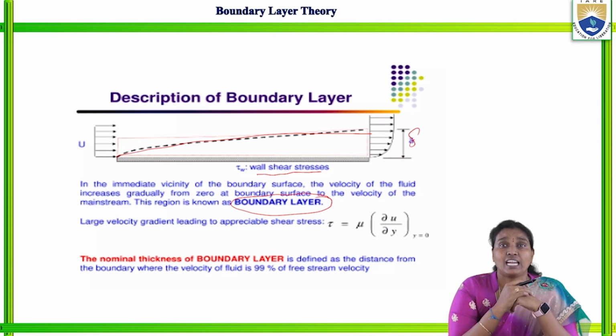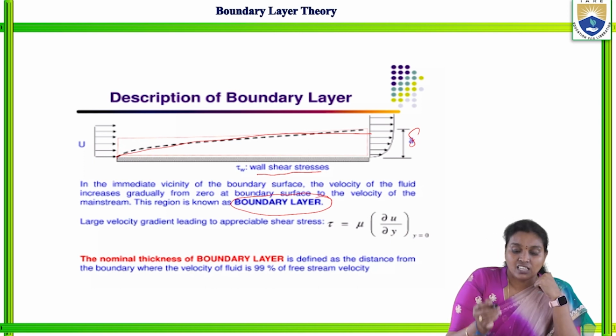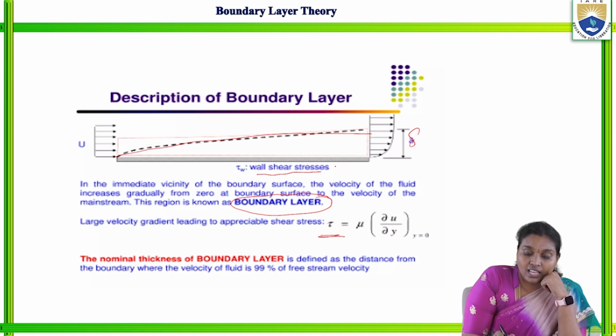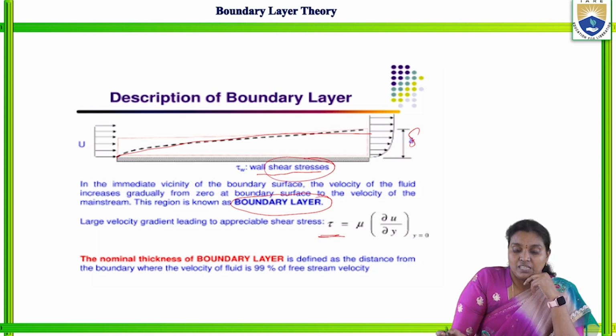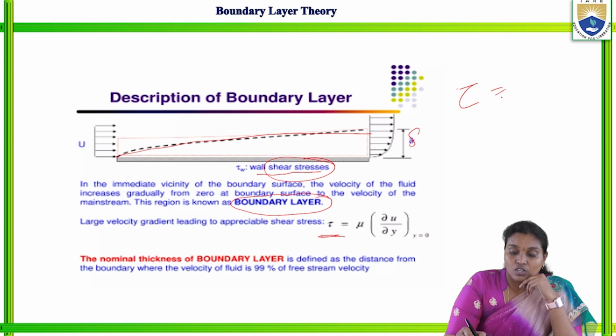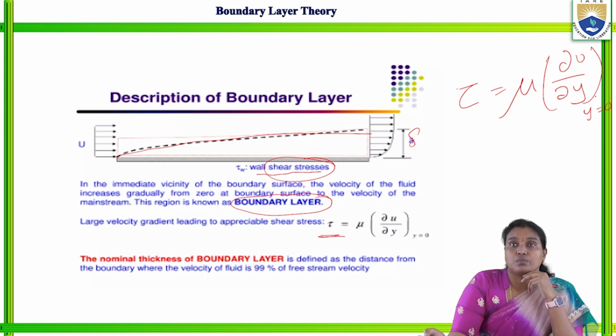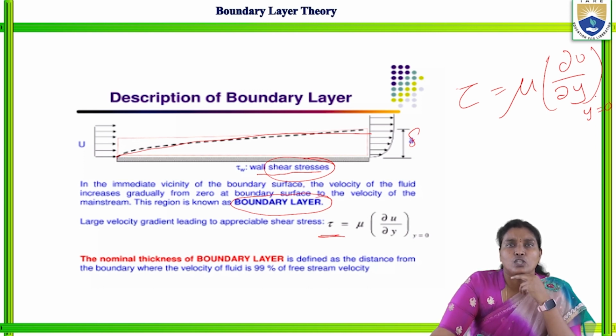A large velocity gradient leads to appreciable shear stress. It depends upon the shear stress. Basically, shear stress is equal to mu dou u by dou y, where y is equal to 0.